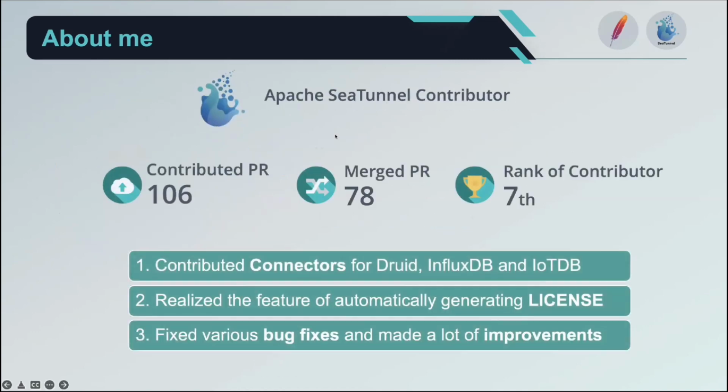I have contributed 106 pull requests, and 78 pull requests have been merged into the master branch. Currently, the number of my contributions is ranked 7th in the SeaTunnel open source community. They mainly include connectors for Druid, InfluxDB, and IoTDB, a feature of automatically generating configs, which reduces the access threshold for users, and also fixed many bugs and made lots of improvements.